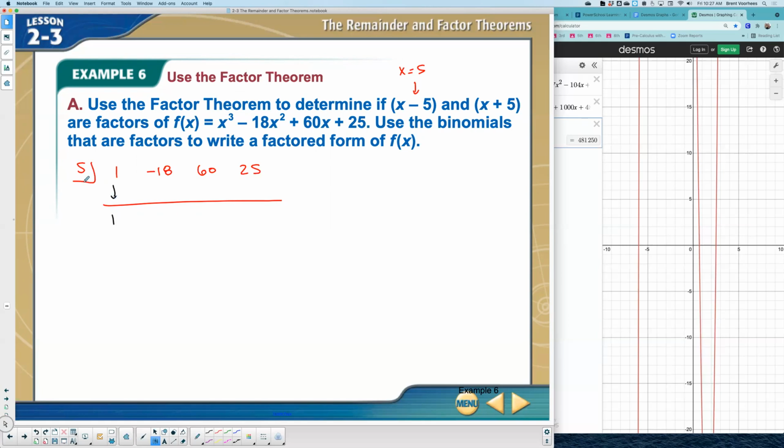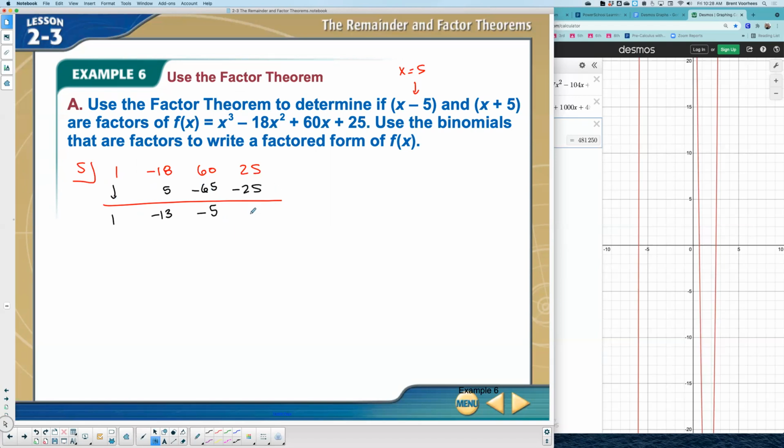1 drops, and I do mama. I multiply, add. What's 5 times 1? Now we add. I get negative 13. Multiply. Getting negative 65. Add. Negative 5. Okay, y'all can tell me, what's 5 times negative 5?